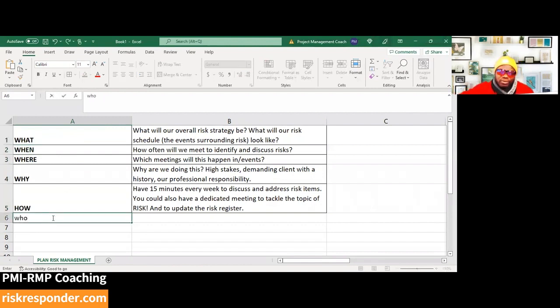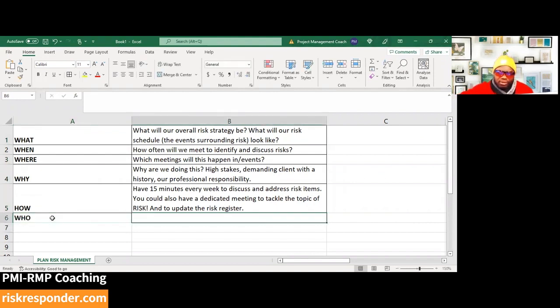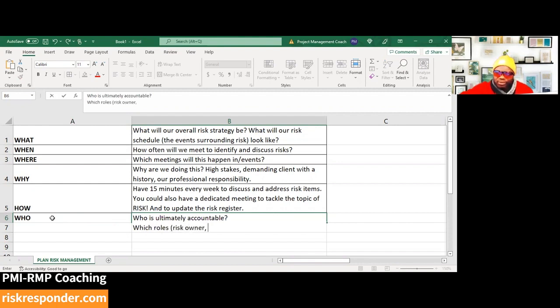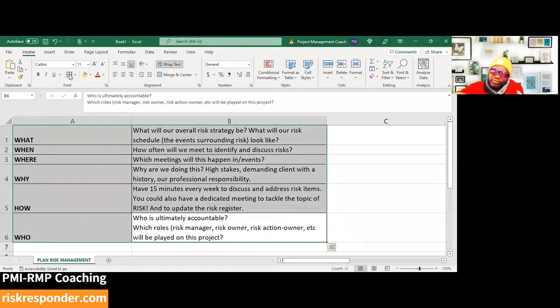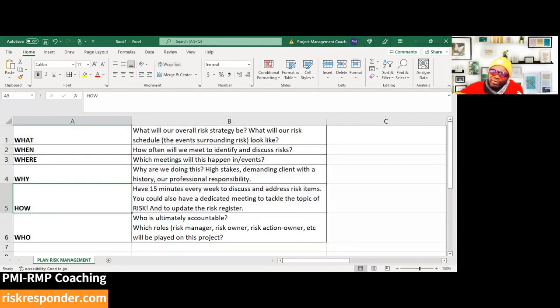And then we have the who, and this is who is ultimately accountable, right? Which roles? Risk owner, risk action owner, etc. will be played on this project, because some projects have a dedicated risk manager, by the way. I remember working with a well-known company on a weapon system project, and they had a risk person. They ran Monte Carlos. They were fully kitted for risk. So this is what you do in plan risk management. You answer the what, the when, the where, the why, the who, the how, right?